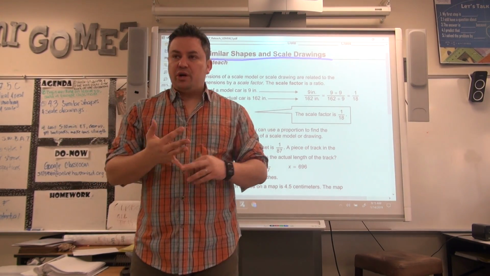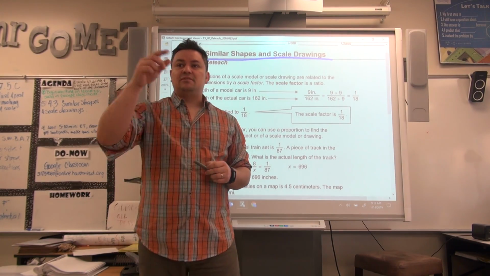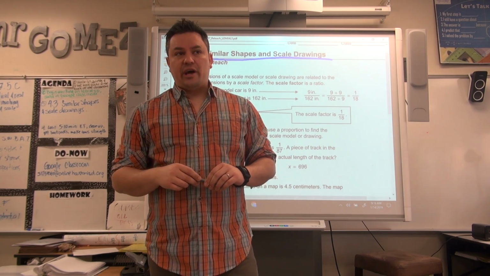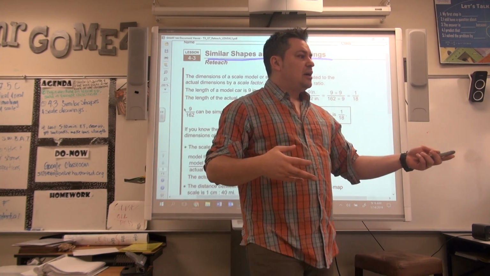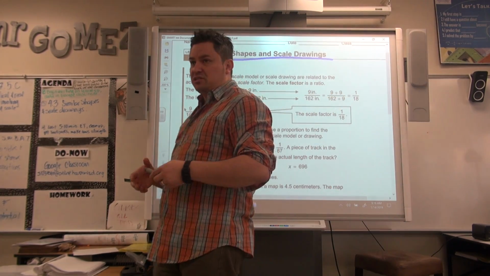Who did the blueprint? Does anybody know what a blueprint is? Yes, what is it? It's like a map of what the company is going to do. Okay, yeah, it's kind of like a drawing, maybe of a house or a construction, a building, something like that.